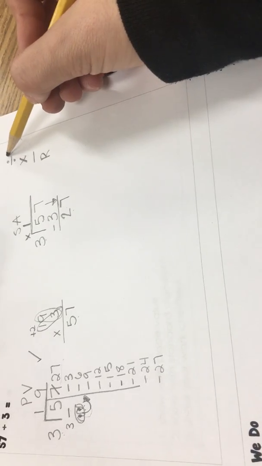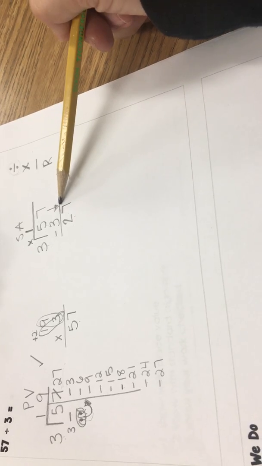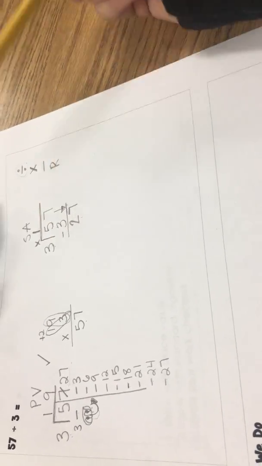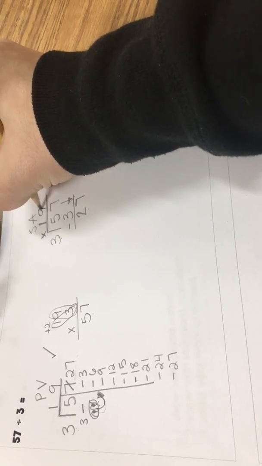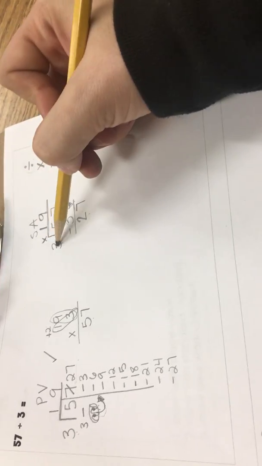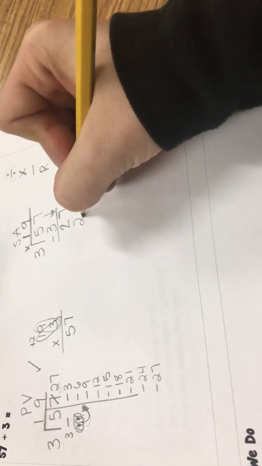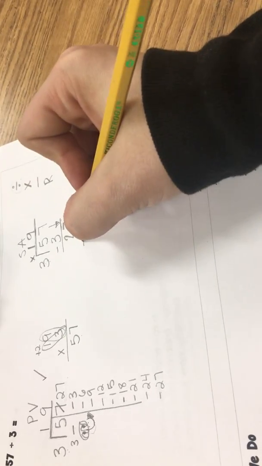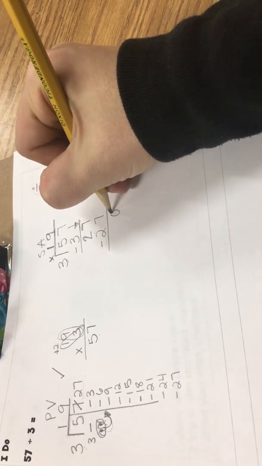So now I can divide again. Can 3 go into 27? Well, yes, I know that 9 times 3 gives me 27. So above my 7, I'm going to put a 9. So I just divided, I have to multiply. 3 times 9 gives me 27. So I'm going to write 27. Then I subtract. 27 minus 27 is 0.